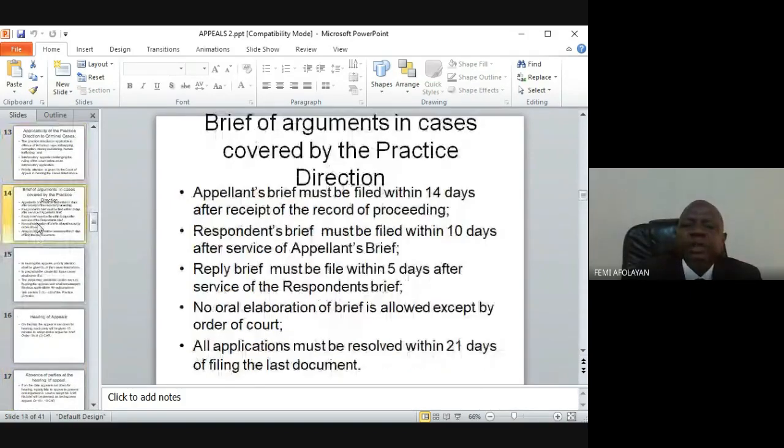Brief of argument in cases covered by the practice direction. The appellant must file his brief within 14 days of receiving the record of proceedings. The respondent must file his brief within 10 days of receiving the appellant's brief. A reply brief must be filed within 5 days after service of the respondent's brief. No oral elaboration of brief is allowed except by order of court. All applications must be resolved within 21 days of filing the last document.